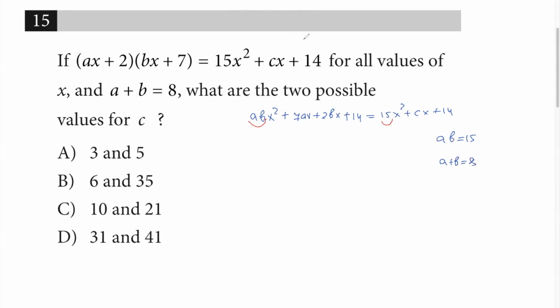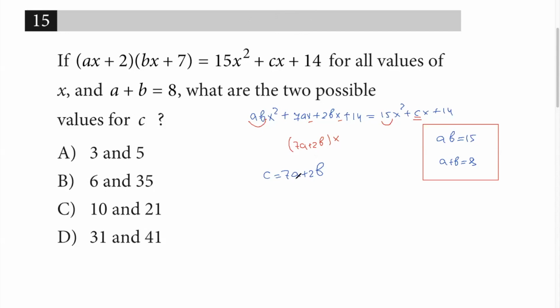is 8. They ask for the two possible values for c, but we don't know what c is. Here c is the coefficient of x, and here we have the coefficient of x. You see, 7a and 2b. If you factor x out, here we have 7a plus 2b. You see, the coefficient of x is c, and here the coefficient of x is 7a plus 2b. It means c is 7a plus 2b.